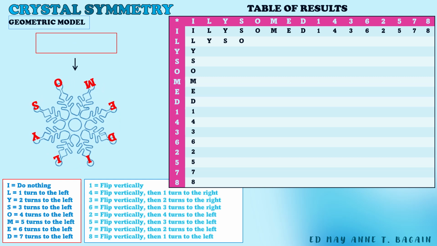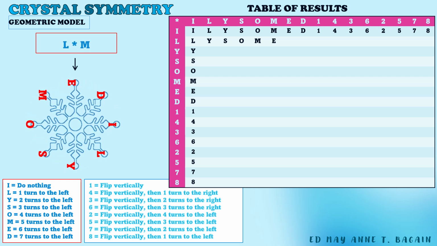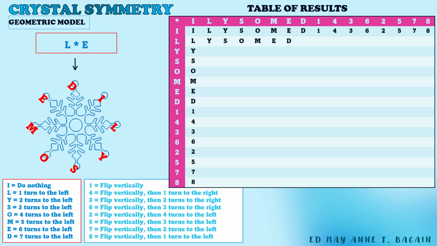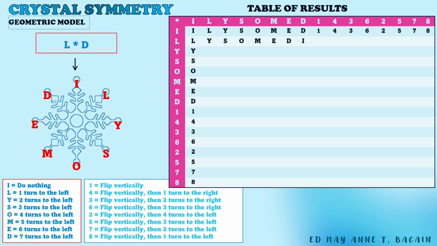Same with O. And E, because for M, we have five turns to the left. We will be counting starting from L, one, two, three, four, and then five. That's why it's E. And then for six, we have six turns to the left. That is why it's D. And lastly, for D, we'll be turning it seven turns to the left and we'll go back to I. That's why we have L star D is I.